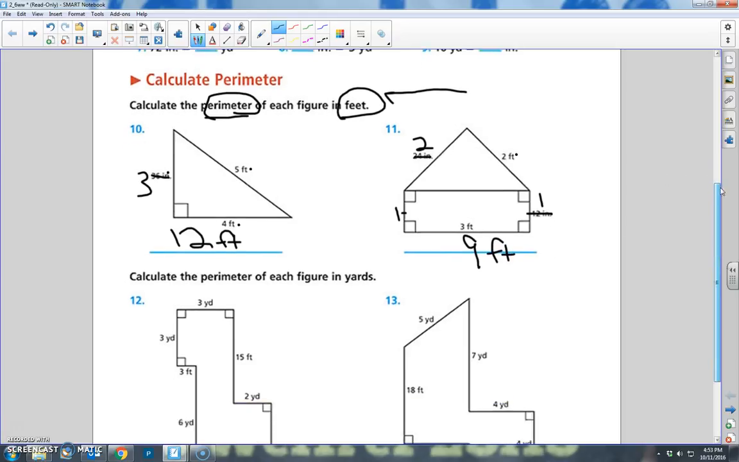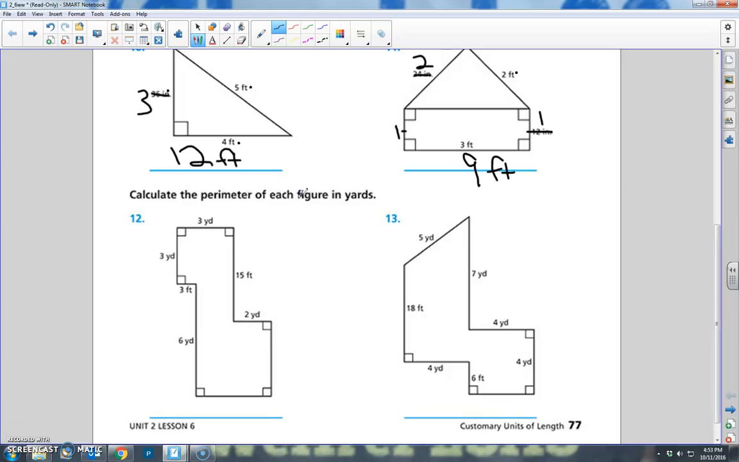Okay? All right. Boys and girls, try these right here. Now, these are a little tricky. Again, we're finding the perimeter, and everything is switched to yards. So go ahead and pause your video right now and check and see how you did.